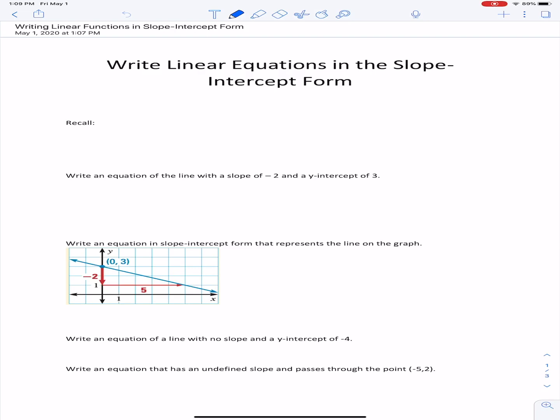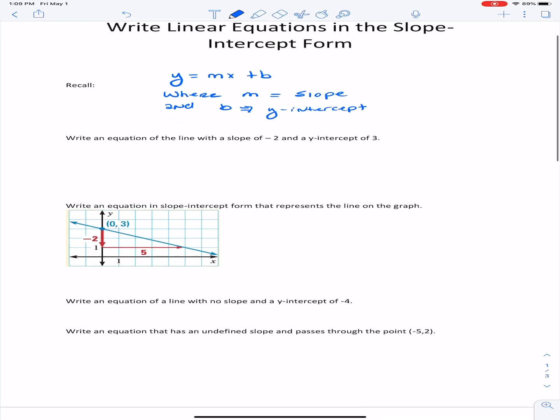First of all, let's recall that the graph of an equation in the slope-intercept form is y equals mx plus b, where m is your slope and b is your y-intercept. Given this information, we can use this to write equations of a line if you know just those two pieces of information. So let's begin by doing a couple of examples.